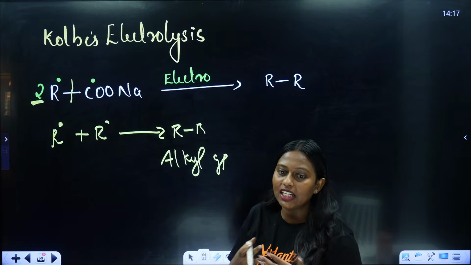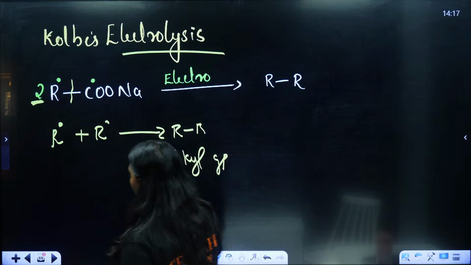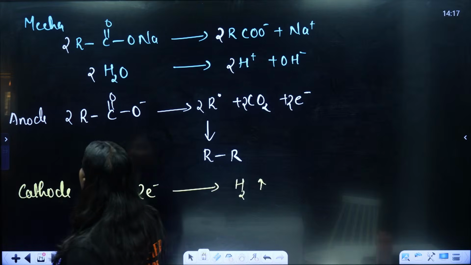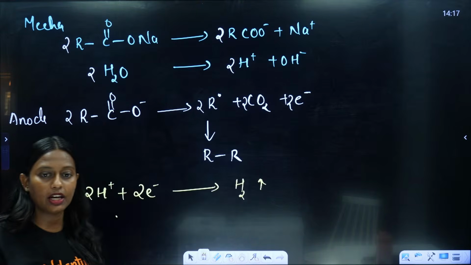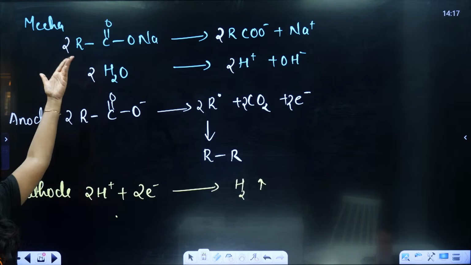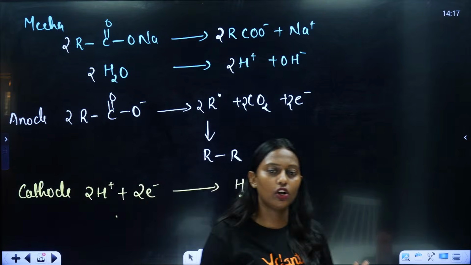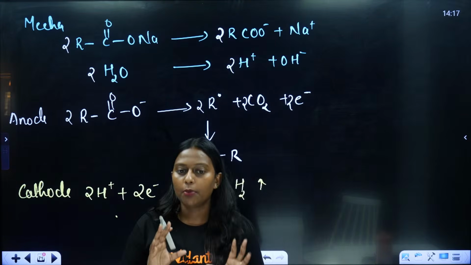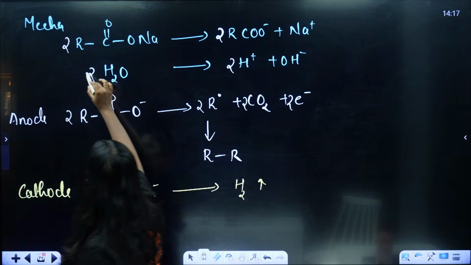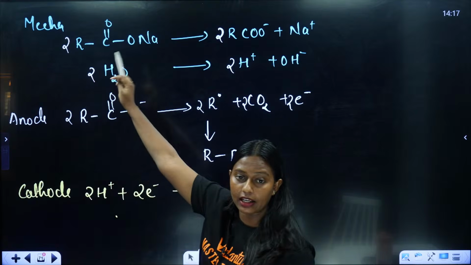Okay, we need electricity. So we are using electricity. Here the mechanism is necessary in this reaction. So we are taking water, an aqueous solution of the sodium salt of a carboxylic acid. So 2 moles of water, and the sodium salt of carboxylic acid also 2 moles.